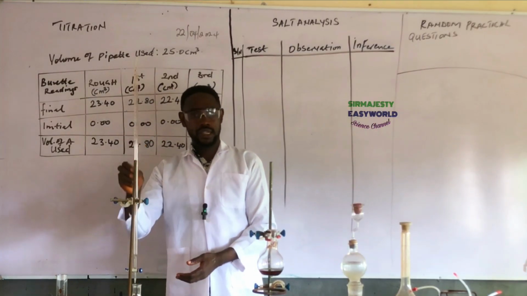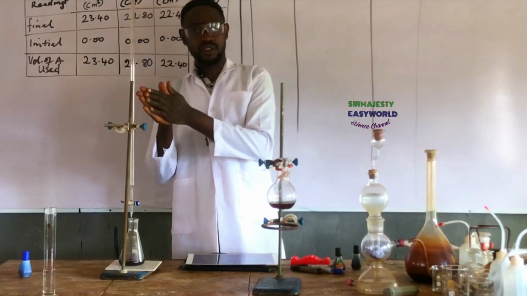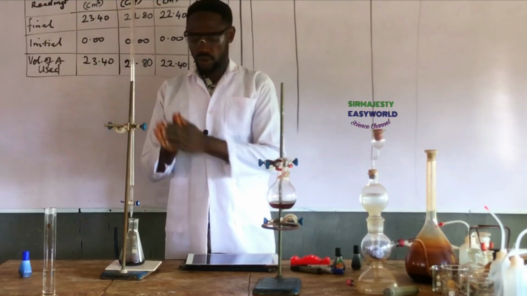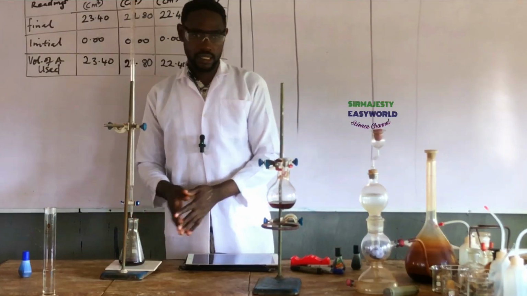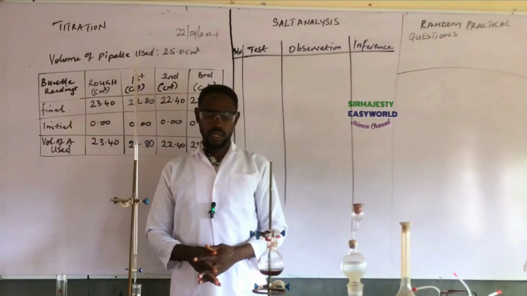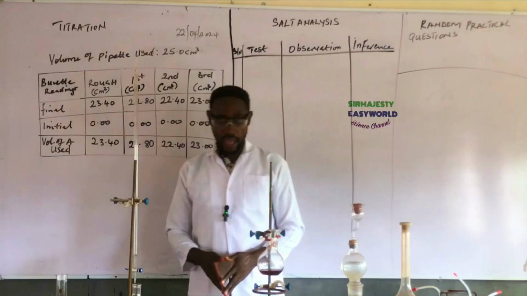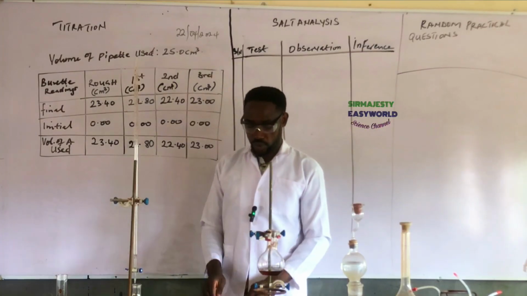What is in the burette is called the titrant or the titrator. Then what is in the conical flask which you pipette is called the analyte or the titrant. Okay? So to get just the end point. Now, after the procedure, you have to do your report.